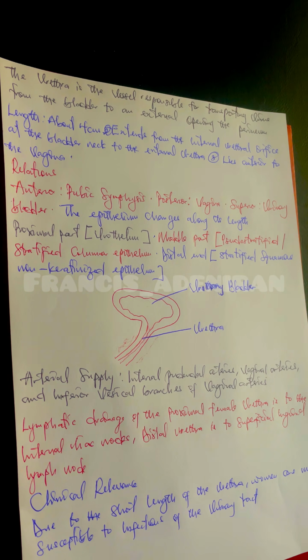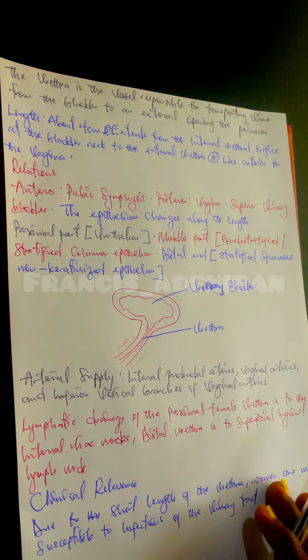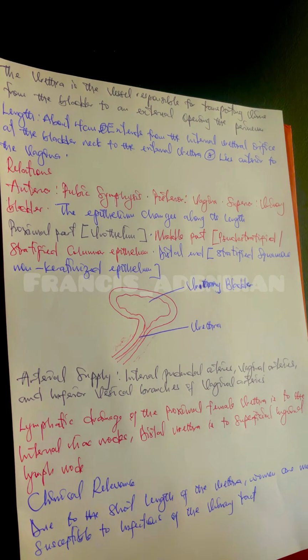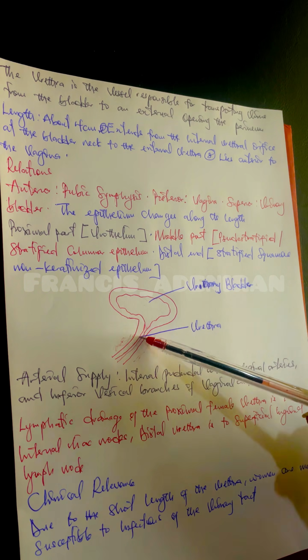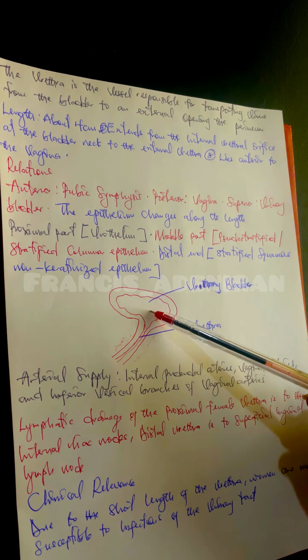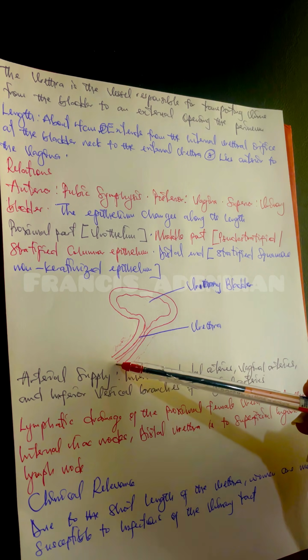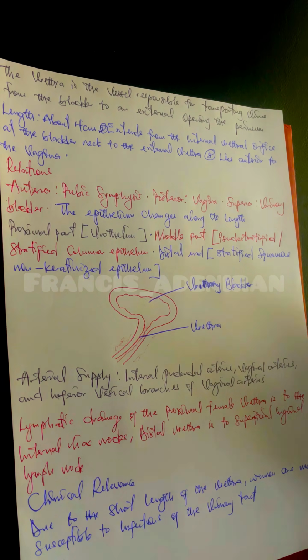So just like any other structural anatomy, we'll be discussing the clinical relevance of the female urethra. Why is it very important to know the anatomy? Now, due to the short length, we said it's about 4 centimeters, right? Extending from the internal urethral orifice of the bladder neck to the external urethra, right? And due to this length, women are more susceptible to infections of the urinary tract.